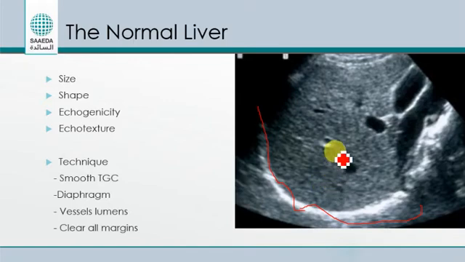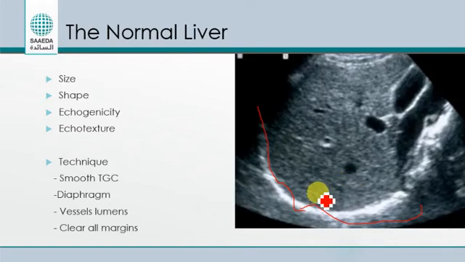First, regarding the vessels lumen, you can see there are two types of vessels here. The ones that have echogenic walls, and the ones that have practically no wall. In general, there are some exceptions, but the ones that have no wall are hepatic veins, while the ones that have echogenic walls are the portal veins and their accompanying hepatic artery and bile duct system.